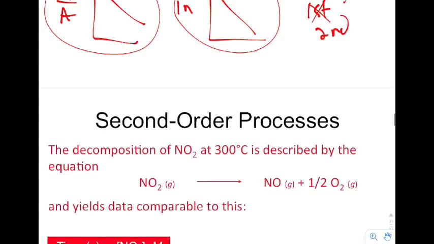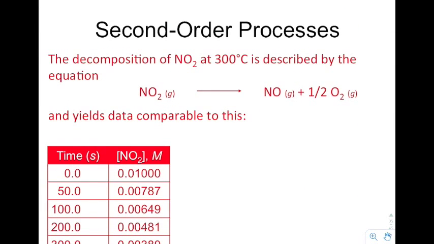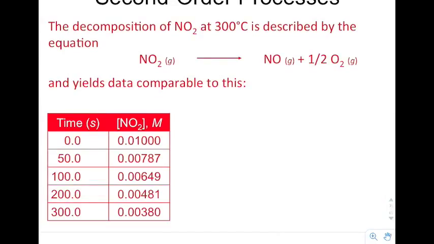Okay, next, it says a second order process, and this gives you an example of it. This right here says it's the decomposition of NO2 at 300 degrees Celsius. Now, this is a good example of a second order process because it's a single molecule that depends on two factors. So you can't have this particular reaction proceed on its own because you would have one half of an O2 molecule, which doesn't make any sense. So instead, you would expect two NO2 molecules to react together. So in order for this reaction to proceed, you would expect the reaction to have to happen twice.